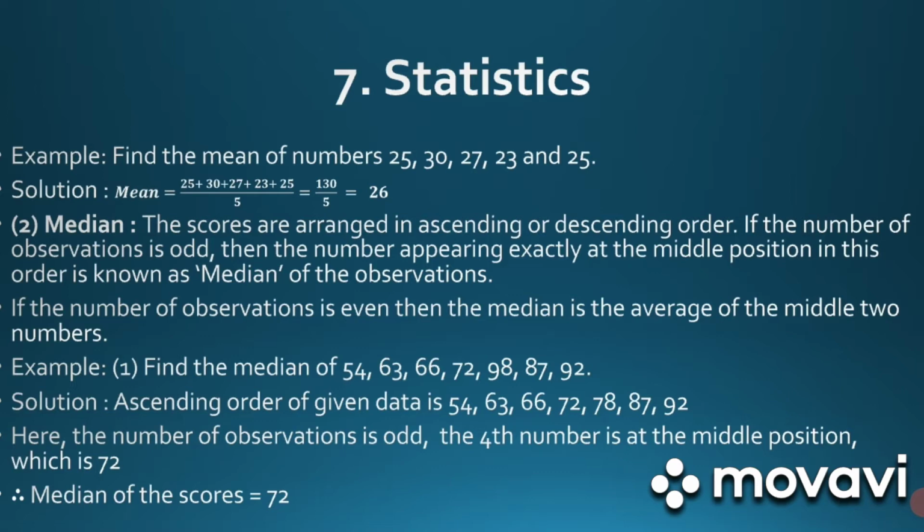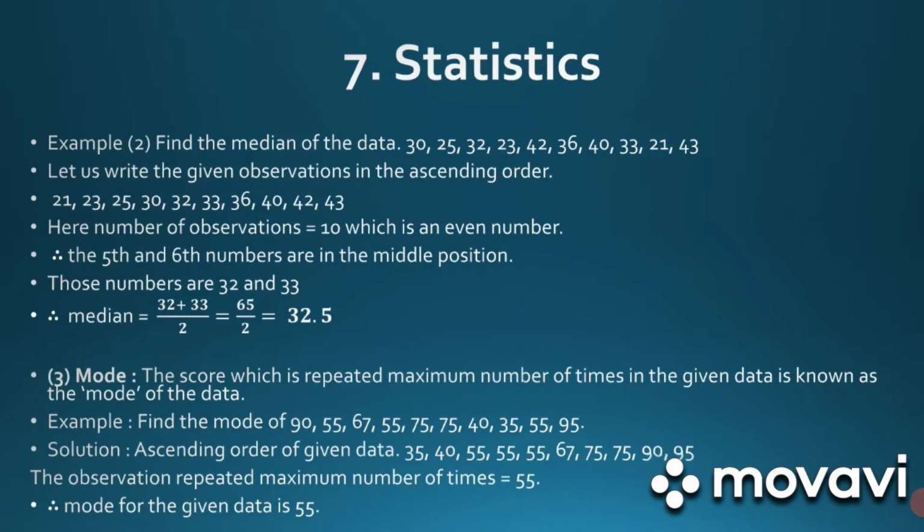For example, in subdivision 1, find the median of 54, 63, 66, 72, 78, 87 and 92. Solution: arranging the given data in ascending order, we get 54, 63, 66, 72, 78, 87 and 92. Here the number of observations is 7, which is odd. The fourth number is at the middle position, which is 72. Therefore the median of the scores is equal to 72.